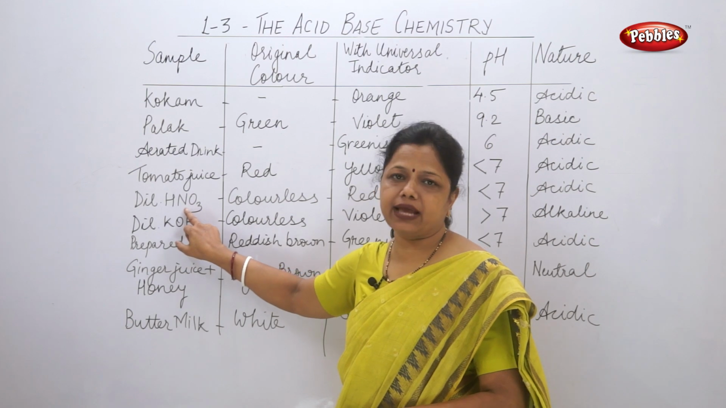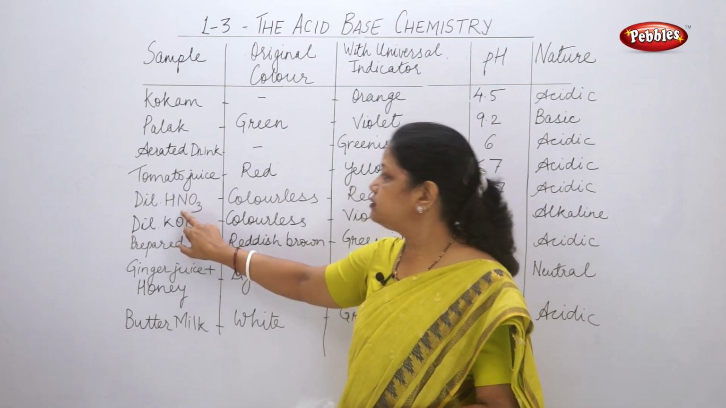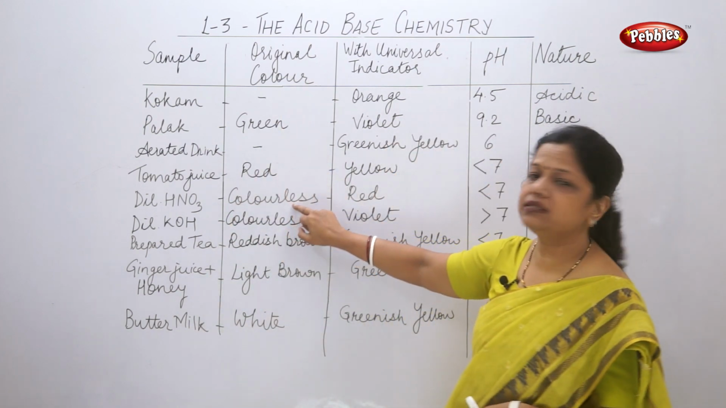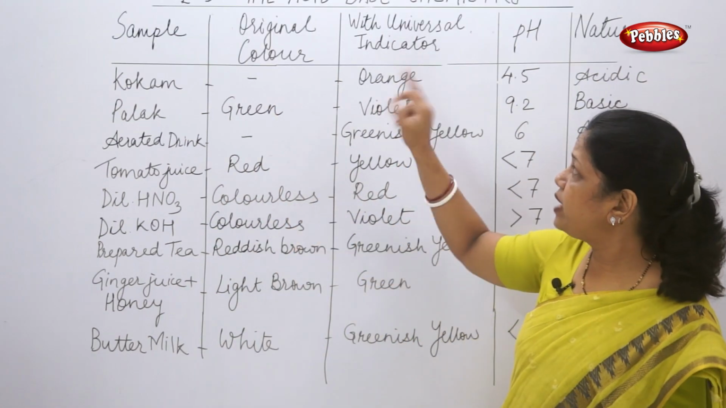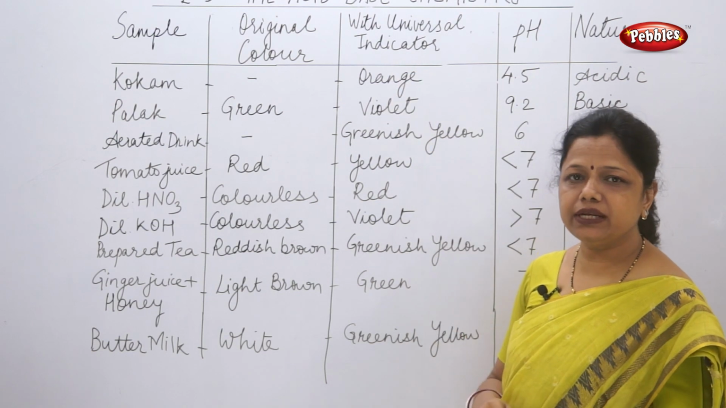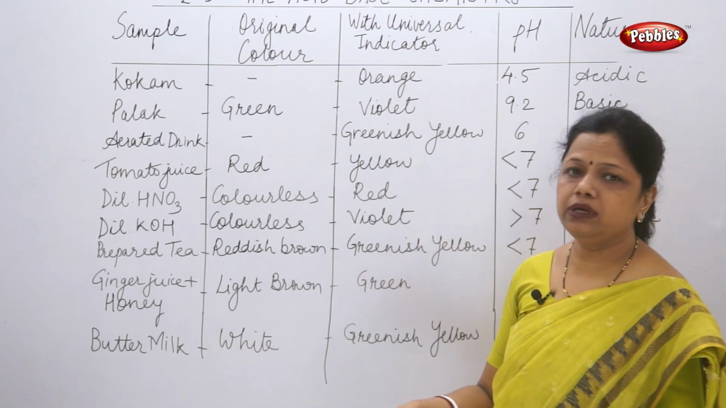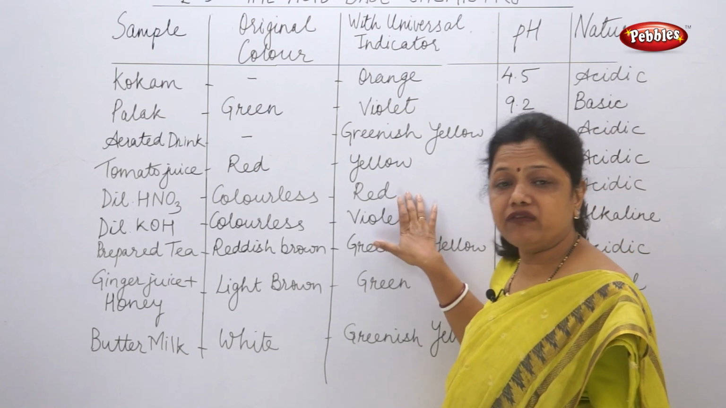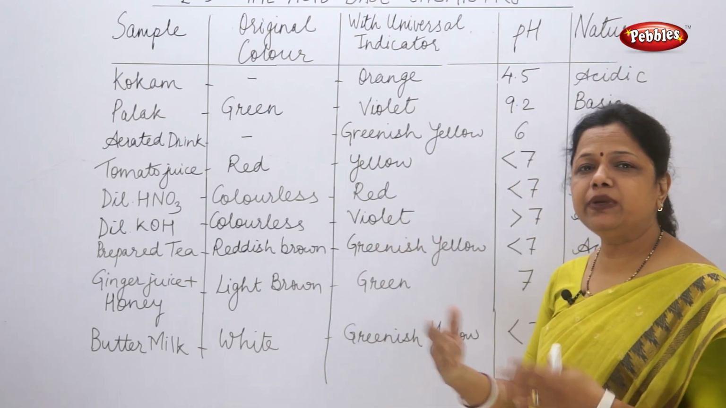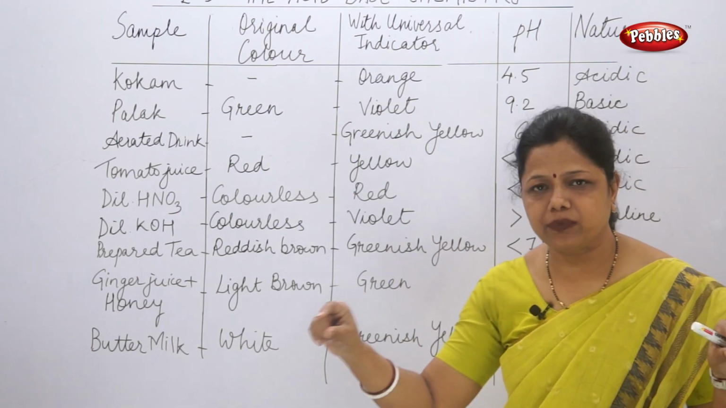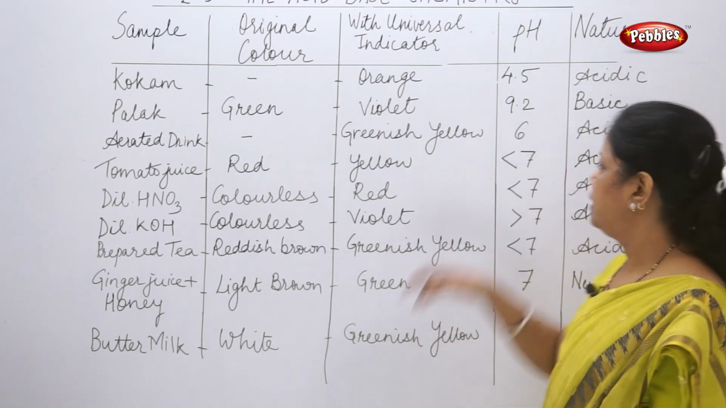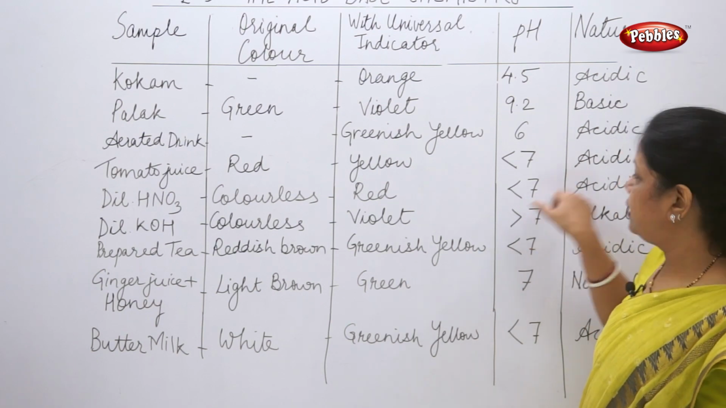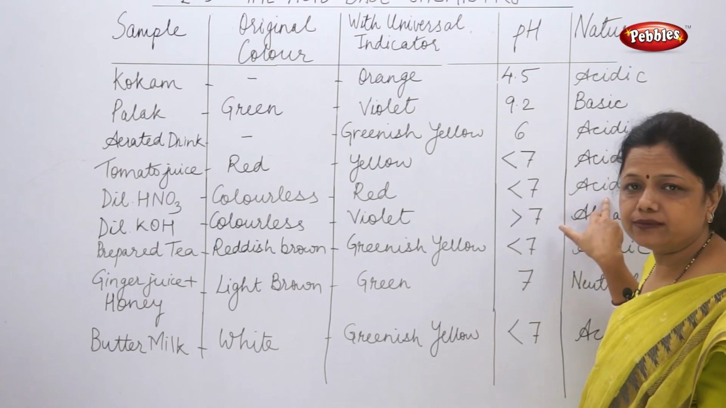HNO3 means nitric acid. Nitric acid originally doesn't have any color. So its original color is colorless. When I use a universal indicator strip in HNO3, it turns to red color. Now when it turns to red color, immediately we can make out from the color strip which is given to us that it is less than 7. And if it is less than 7, it is acidic in nature.